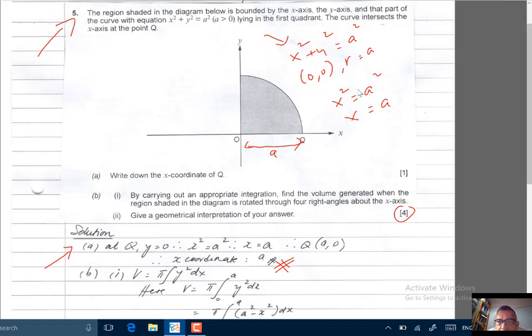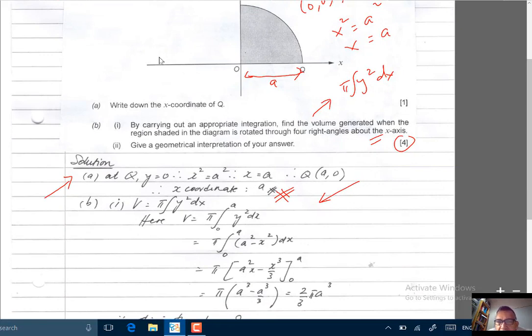Now, we are rotating about the x-axis. So that's the first thing, we are rotating about the x-axis and we are asked to find the volume. So the formula that should jump out at you should be pi y squared dx. That's the formula that should jump out at you. So that's what you see written here in this line. Let me move it up a bit.